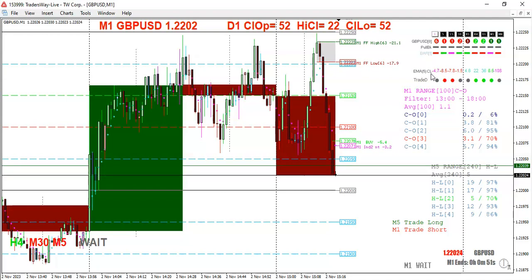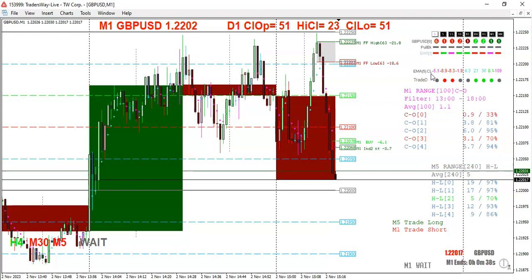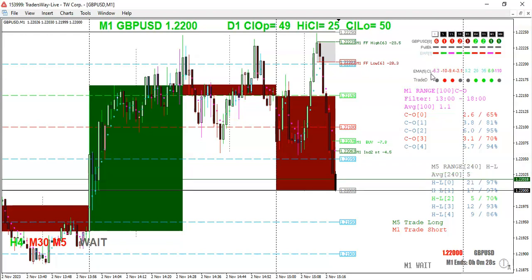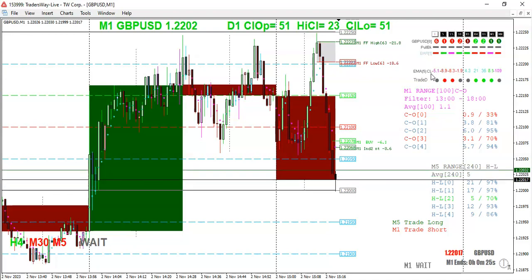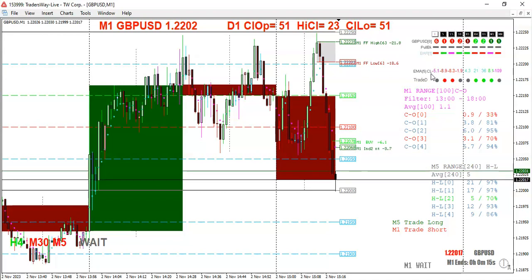And then below that, I've got the M5 range. But here it's not close to open. I'm actually looking at it from high to low. That gives me an indication of whether we're having really big M5 candles. If you notice right now, the current candle is 19 and the previous one was 16. One before that was 6, and then 12 and 9. All of our candles, with the exception of one of them, were in the 90th percentile or greater. So what does that tell you? It tells you that these M5 candles are very large.